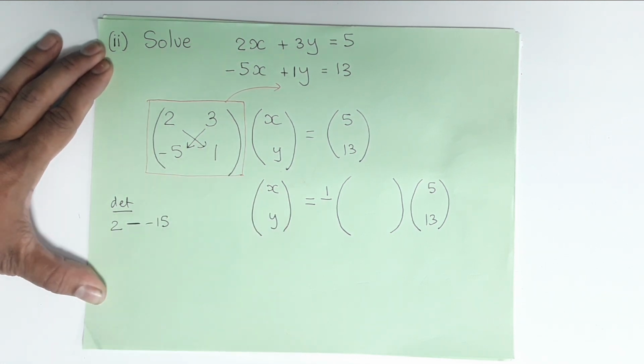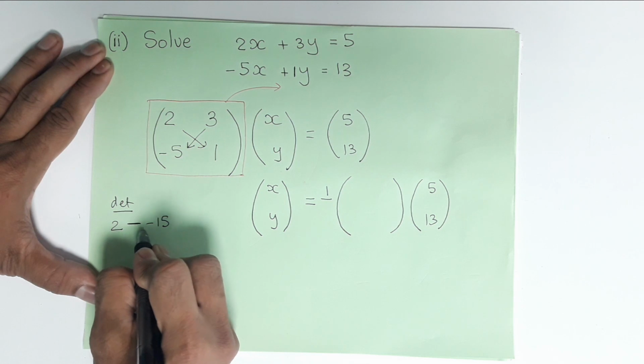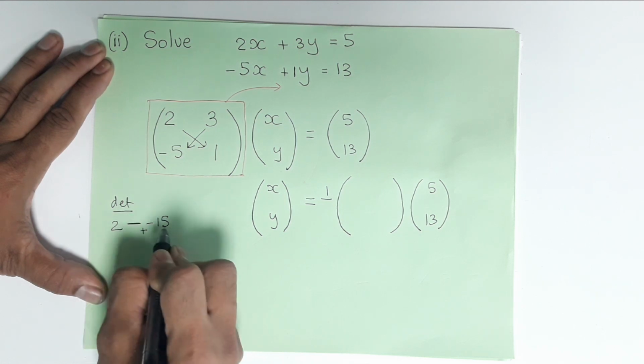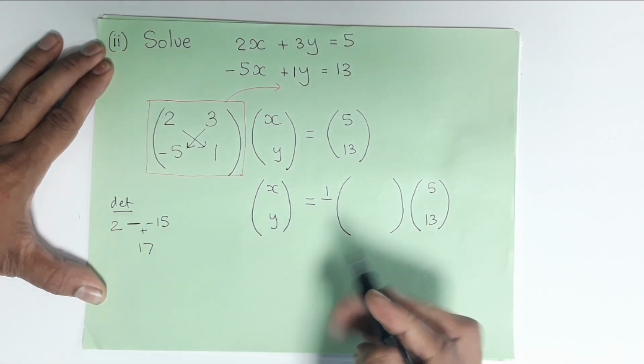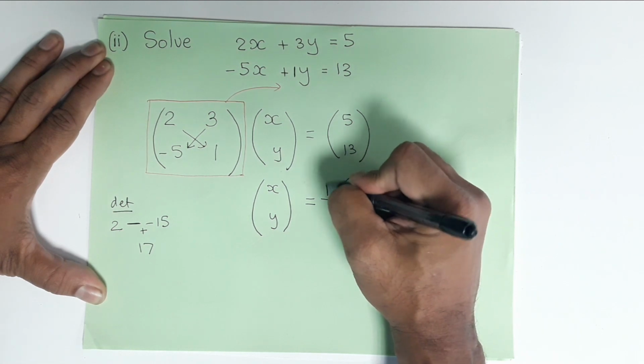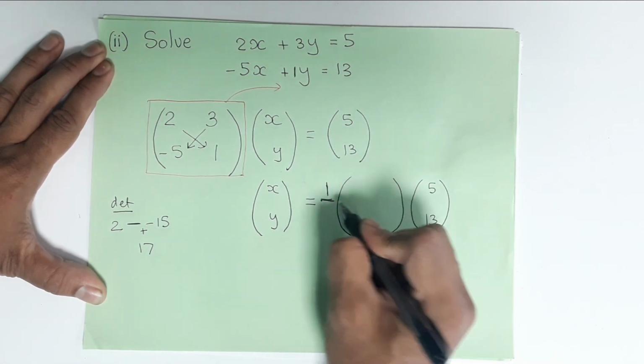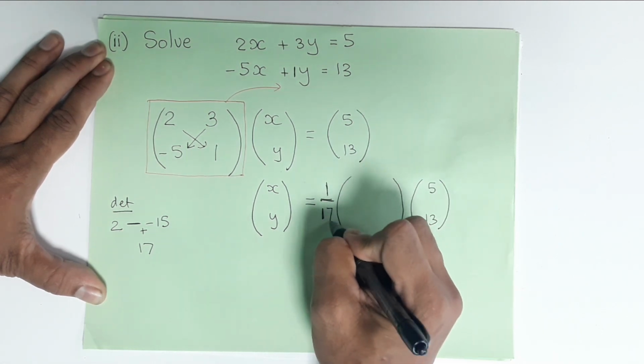So sometimes when you're finding the determinant, two minus signs come together, like in today's question. Minus signs make a positive, so 2 plus 15 is 17. Whatever you get for the determinant, you always throw it underneath a 1. So we got the 17 here.